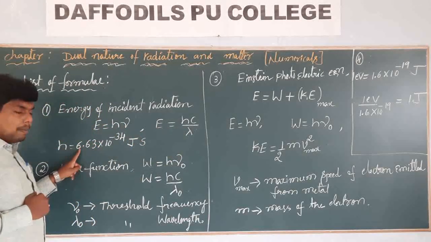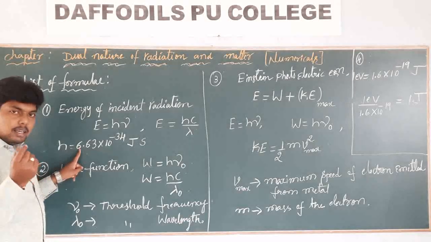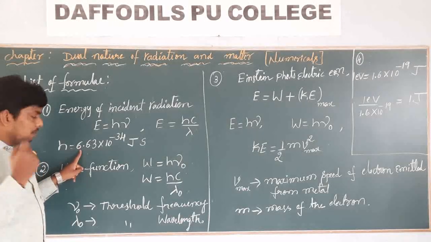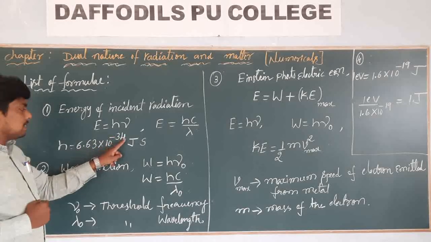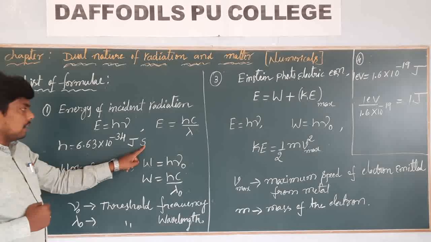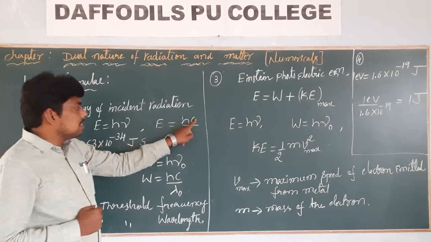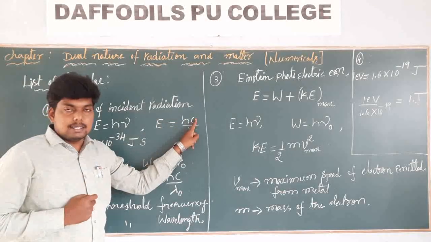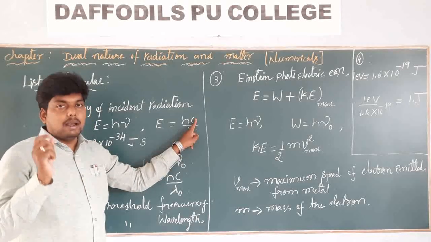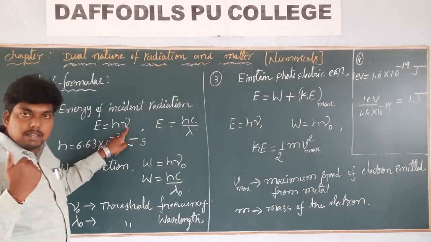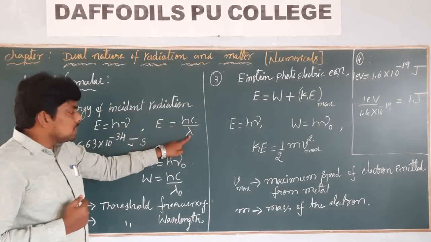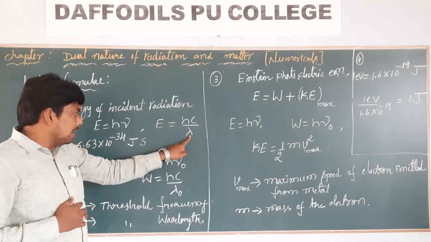H is what? Planck's constant. That is nearly 6.623, and you can make this one as 6.63 into 10 to the power minus 34 joule second. Next, c is the speed of the light. That is 3 into 10 to the power 8 meter per second. Nu is what? Frequency of the incident radiation. Lambda is the wavelength of the incident radiation.